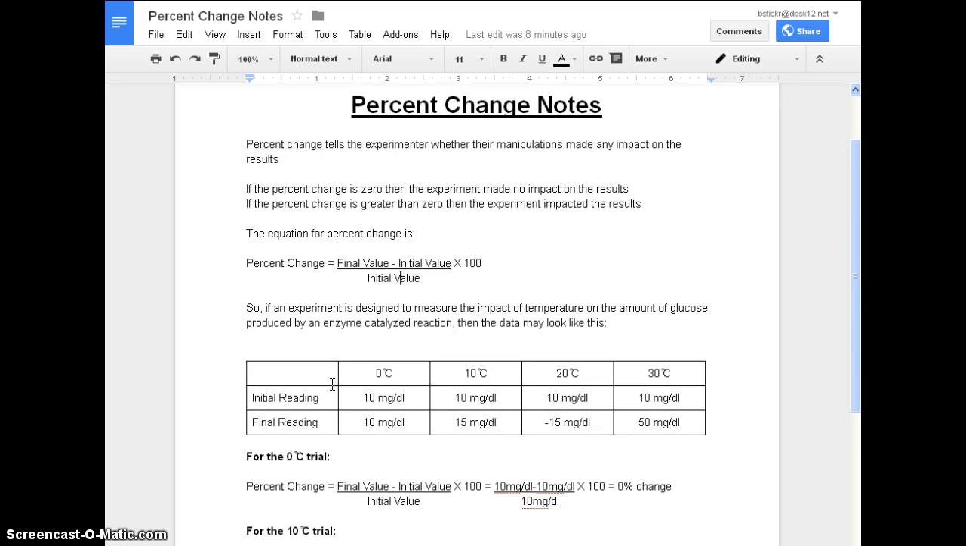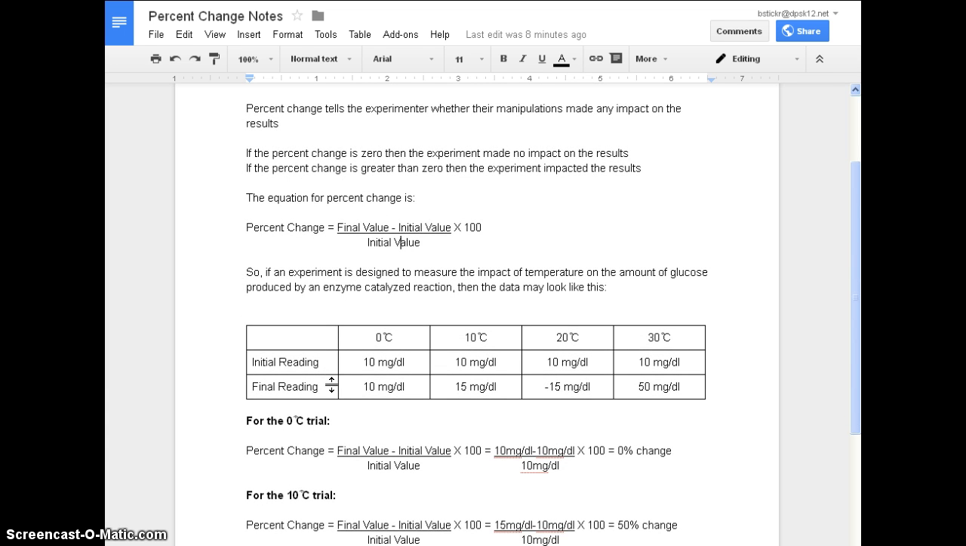So here's some data that I made up from a potential experiment. Let's say you're looking to measure the impact of temperature on the amount of glucose produced by an enzyme. So you take some milk and you add the lactase enzyme to it, and you're going to put those test tubes at different temperatures and see if changing the temperature affects how fast the enzyme works. And so your initial readings are 10 milligrams of glucose per deciliter of the solution, and that's because all milk has a little bit of glucose in it at the starting point.